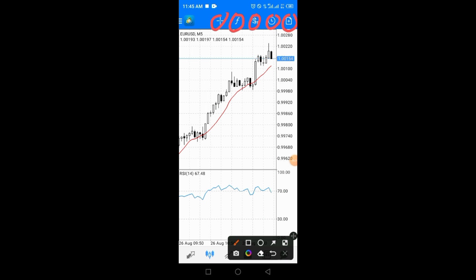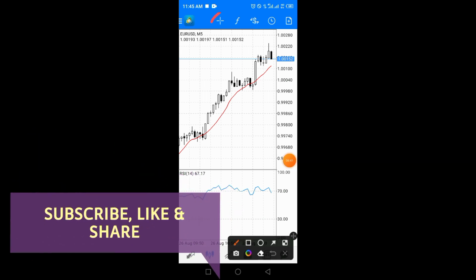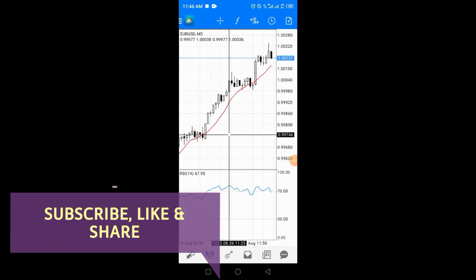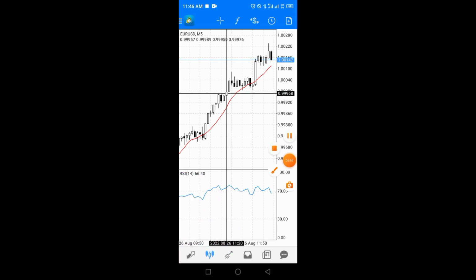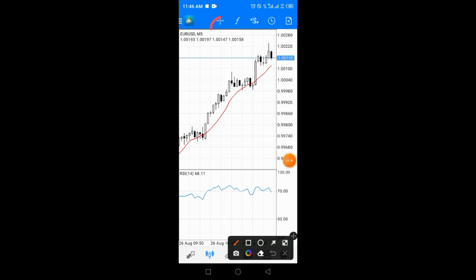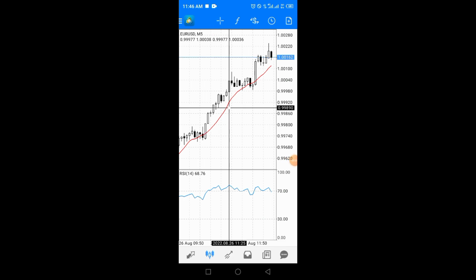So we are currently on the chart of Euro US dollar. Let's start with the first tool that you can see. The first tool here is the Crosshair Tool. We use this tool to be able to move around the market. Once you tap on the Crosshair Tool, you are going to be able to use it to move around, navigate around and know the price.